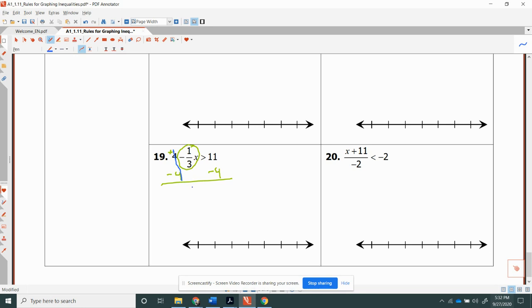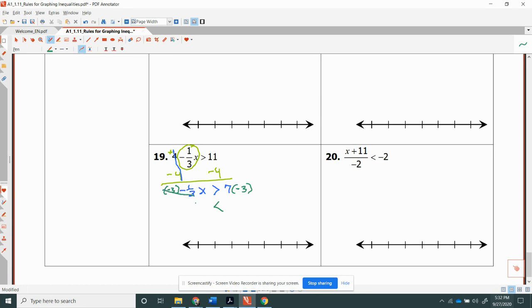+4 minus 4 cancels, becomes 0. Now I have -1/3 x is greater than 7. 11 minus 4 is 7. Now I have yet another step to do. I'm going to divide by -3. So I'm putting the negative sign with this denominator here. Divide by -3. Whatever I do to one side of an inequality, I need to do to the other. Now I'm dividing by a negative, so I need to flip the inequality symbol.